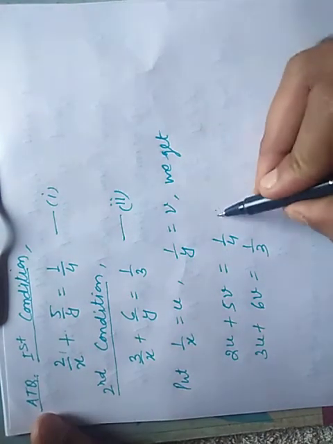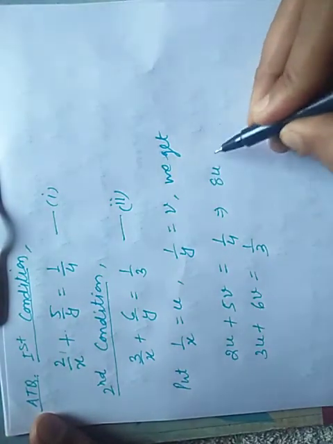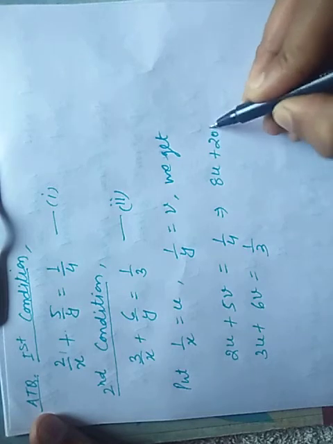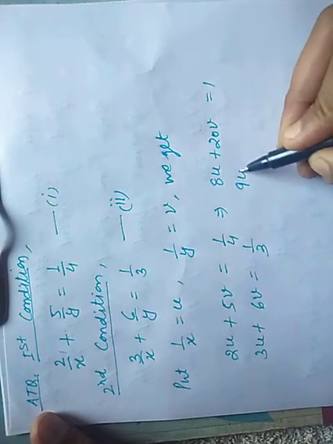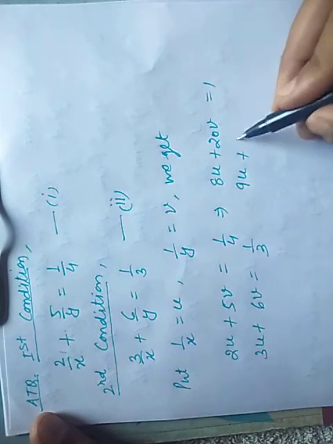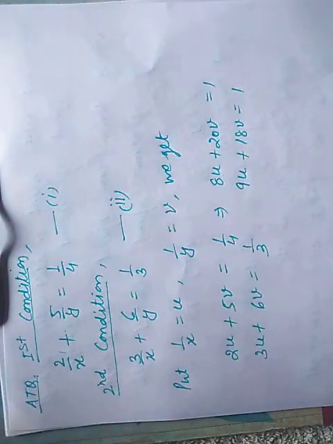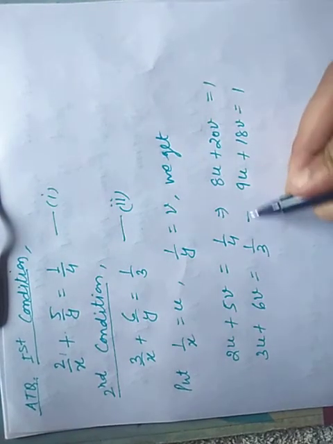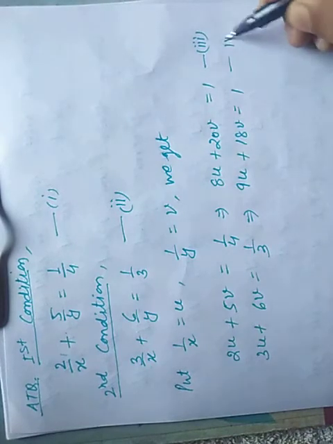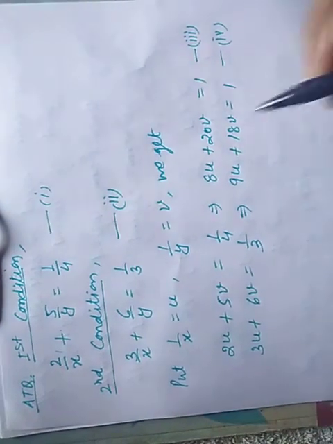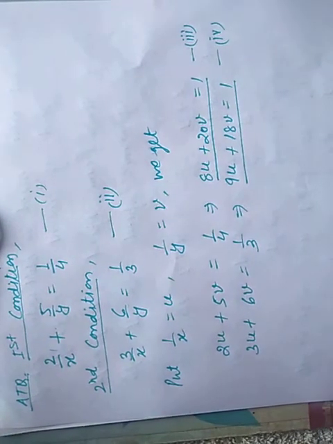Right, on solving it further we will get 8u plus 20v is equal to 1, and 9u plus 18v is equal to 1. Okay students, so it implies this. So equation third and equation 4 will be this. Okay, so we have here a pair of linear equations.